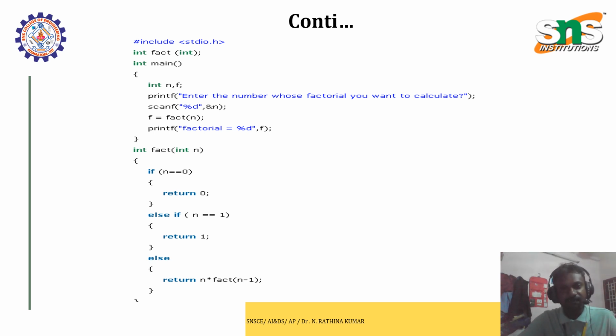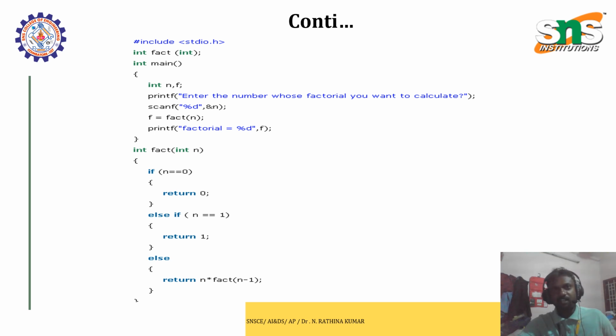The very first line is a header file. The next line is called the function prototype. Inside the main function we declared two variables, one named n and another named r. We get the value from the user and store it in n. The next statement, as we all know, is a function call, r equal to fact(n). Whenever we see this line, the control automatically goes to the subfunction, which means the function definition. The value of n that we got from the user is passed to the subfunction. So if n equal to 0, it returns 0.